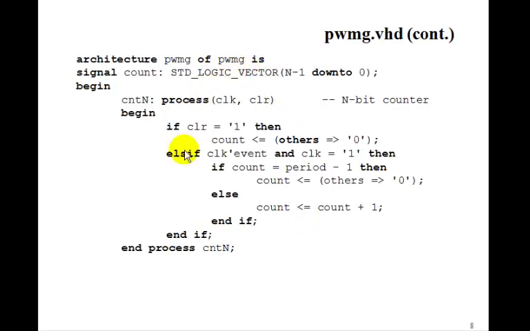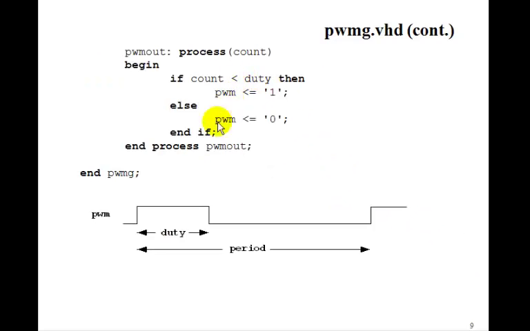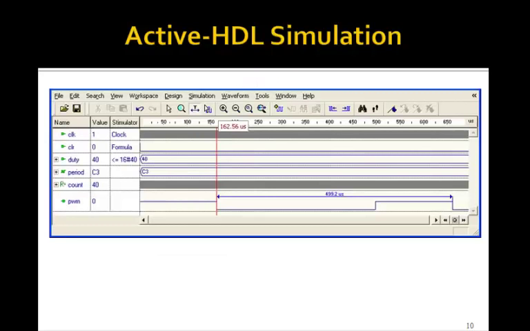We need an n-bit counter, so the n-bit counter count is now n-1 down to 0. The asynchronous clear, all zeros, else the rising edge of the clock. If the count is equal to period minus 1, reset the count to all zeros, otherwise just increment the count. And to compute the PWM then, if count is less than duty, PWM is 1, else PWM is 0. So this will generate a PWM signal that we could use to control the speed of a motor.